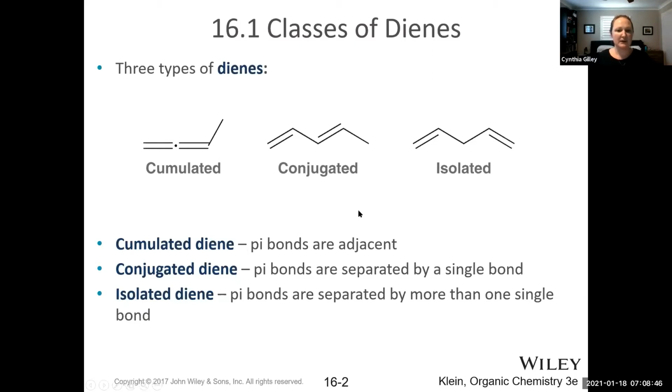This chapter really focuses on conjugated dienes. Conjugated dienes have one single bond in between the two pi bonds. And we're going to talk about them because they're more stable than isolated or accumulated dienes, and they have unique reactivity.